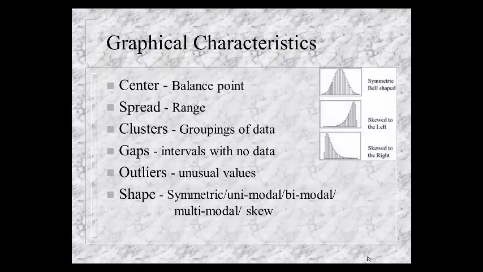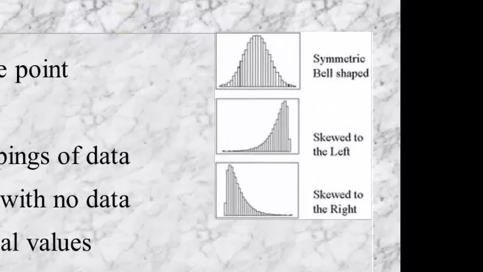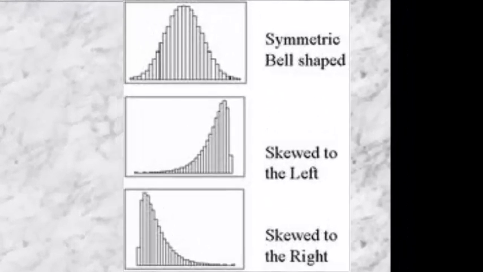One of the first things you'll learn to mention when we look at a graphical display is its shape. Namely, is it symmetric or not? This first graph, the top one here, is considered to be symmetric and bell-shaped. I prefer the word mound-shaped.